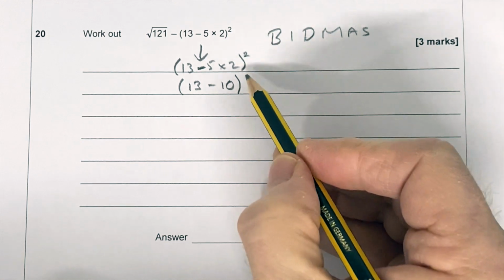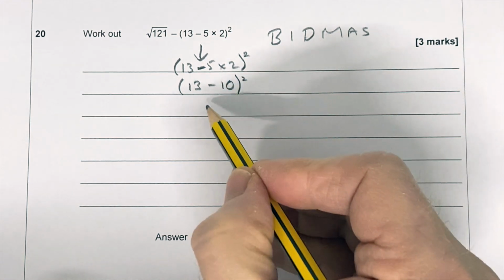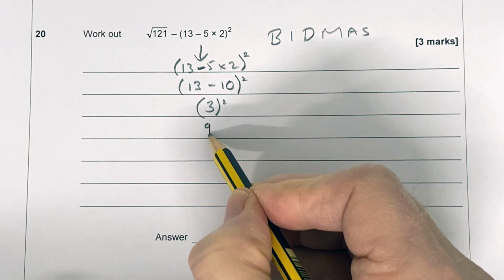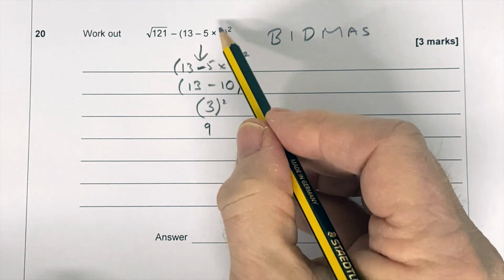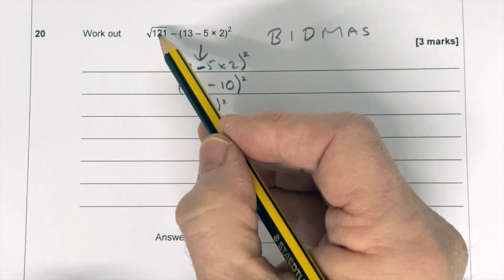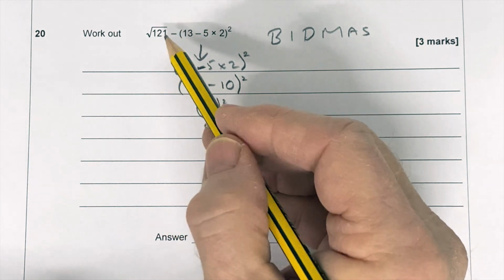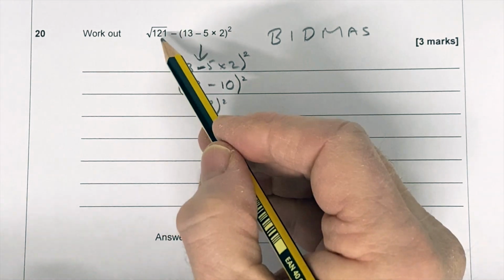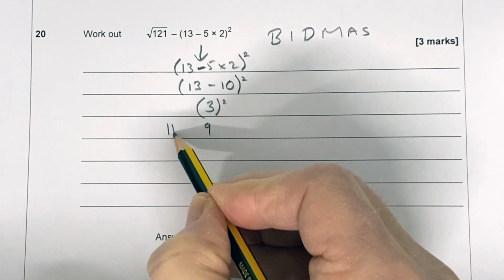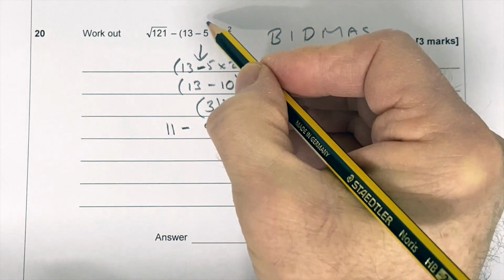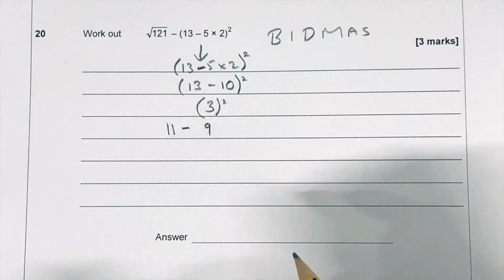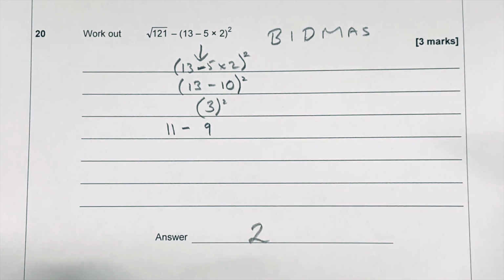Remember, this is all squared. We'll put the squared sign in. 13 take 10 is 3, so we've got 3 squared, and 3 squared is 9. So we've sorted that bit out. Now, the square root of 121 is 11, as you know. You are supposed to know all the squares and square roots up to 15 squared. So the square root of 121 is 11. So we'll put 11 there. And we're subtracting what we found from the brackets, which was 9. 11, take away 9. The answer is simply 2.